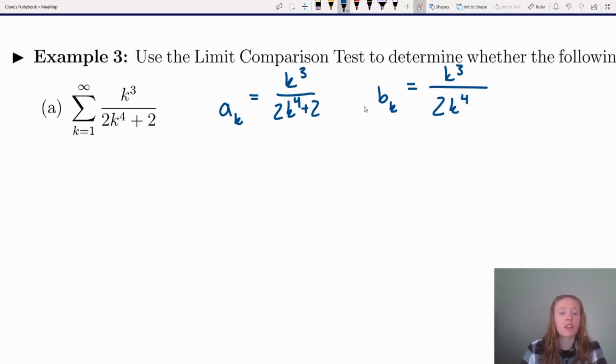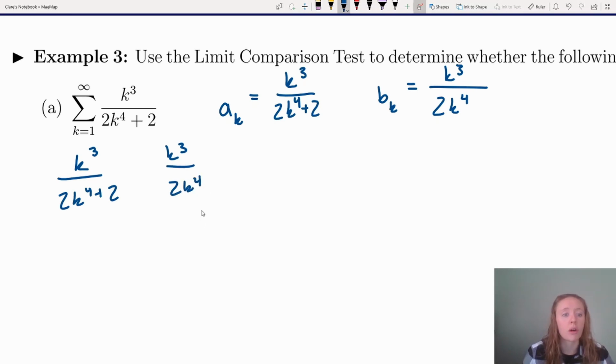So if we were to do the comparison test first, notice that it's going to fail us. Because if I tried to compare a sub k, which is k cubed over 2k to the 4th plus 2, with k cubed over 2k to the 4th, do I want this to be bigger? Do I want my a sub k to be bigger or smaller? Well, let's decide what b sub k actually does.